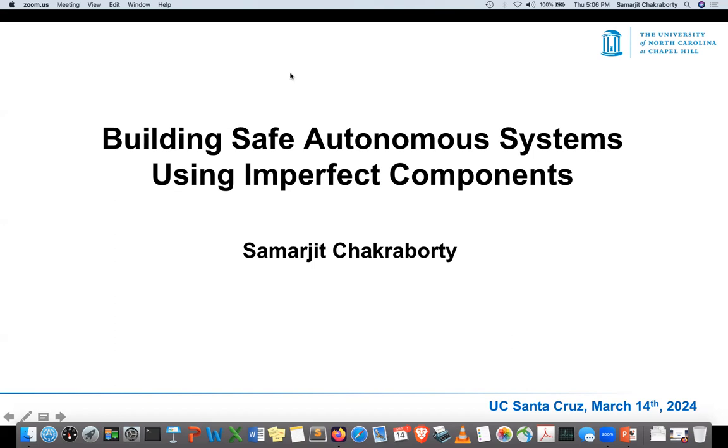And his research is probably best described as a random walk, as he writes, through various aspects of designing hardware and software for embedded computers. I should say he's a fellow of the IEEE and also received the 2023 Humboldt Professorship Award from Germany, which is a very prestigious award. With that being said, Professor Chakraborty, welcome.